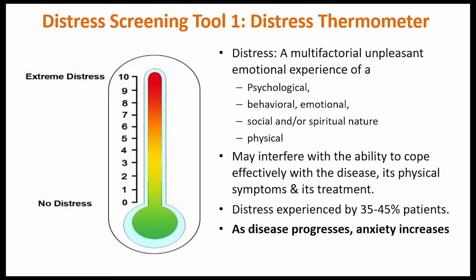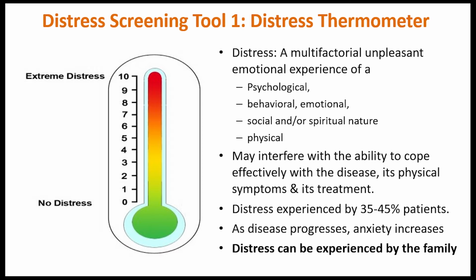But it's kind of an anxiety or distress that's related to what's going on and interfering with the ability to cope effectively with the disease, its symptoms, and its treatment. And significant levels of distress are experienced by at least 35 to 40%. So when they looked at it, about 50% answered in the 0 to 3, about 30% in the 4 to 7 range, and about 20% in the 8 to 10 range.